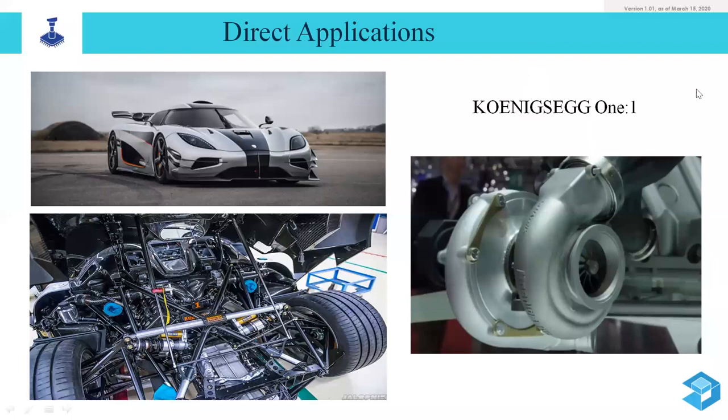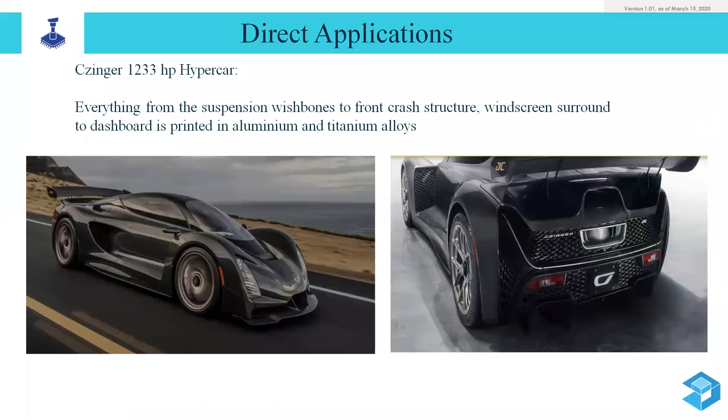And moving on to the presentation, the Koenigsegg is one of the pioneers who has adopted additive manufacturing technology in their vehicles, be it the upper hood, the struts, the various components, the battery housings, and even the turbocharger was manufactured using 3D printing. You can see the immense possibilities. And even the Zinger, a 1233 horsepower hypercar, they've manufactured around 90 to 95% of its parts using 3D printing. Be it the front crash structure, they made it out of aluminium and titanium. And they've been fast adopters of additive manufacturing.